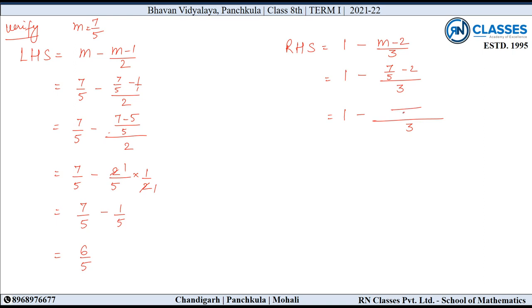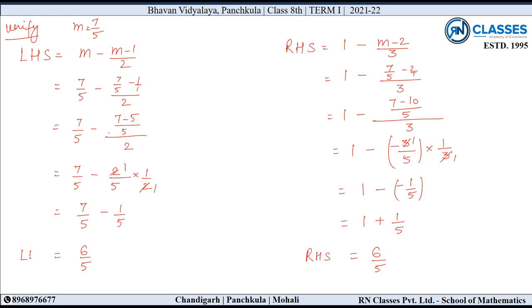1 minus. First we have to take the LCM here. 5. 7 times stays the same. Here it is 1, so 1 times 5. So 5 twos are 10. So 1 minus, 7 minus 10 is minus 3, by 5 into 1 by 3. 3 ones are 3. What does this become? 1 minus minus 1 by 5. Right? So 1 plus 1 by 5 which is equal to 6 by 5. That's it. So by taking the LCM, RHS is 6 by 5.